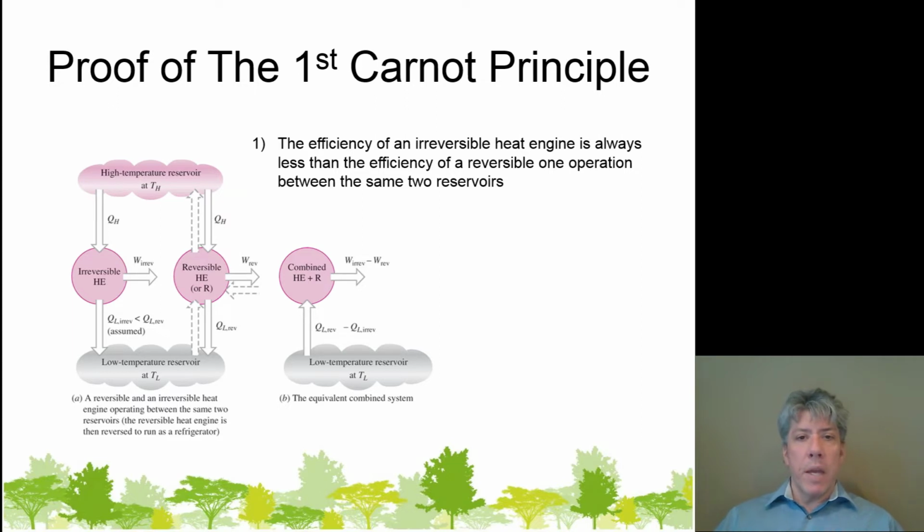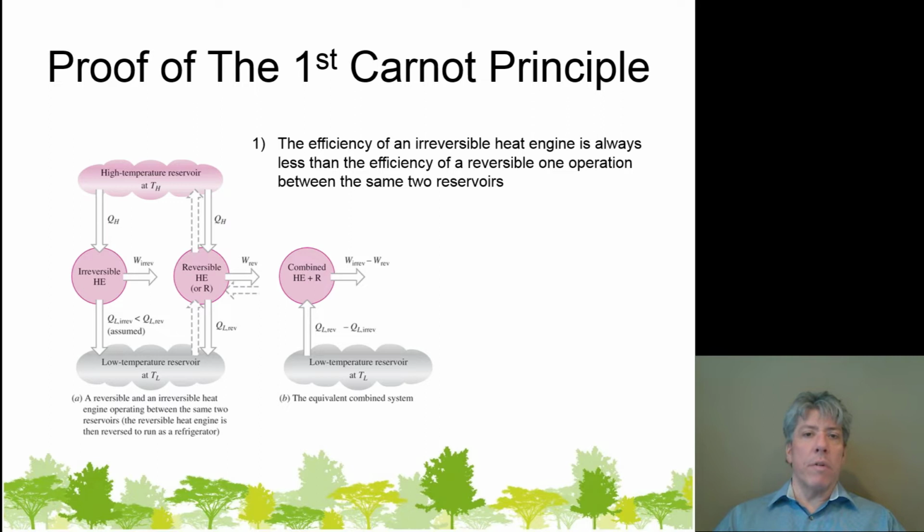So to prove the first Carnot principle, which is that reversible engines are better than irreversible ones, or more efficient, we have to somehow show this is true. So let's start by assuming the opposite. Let's assume that that's wrong. We could make an irreversible engine that is more efficient than the reversible one.